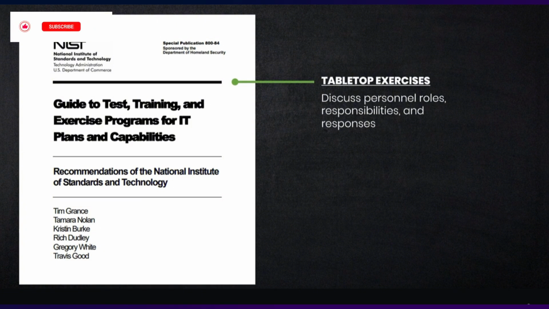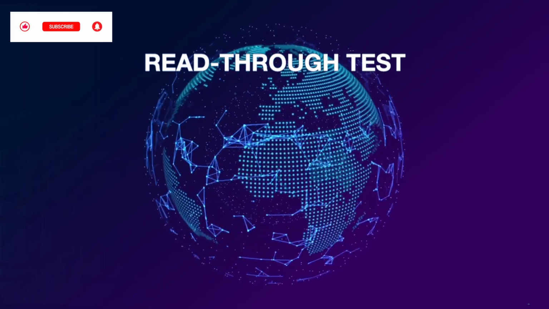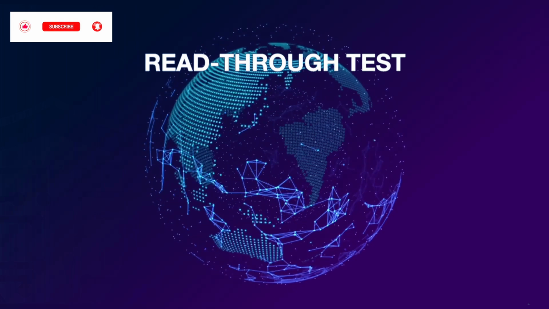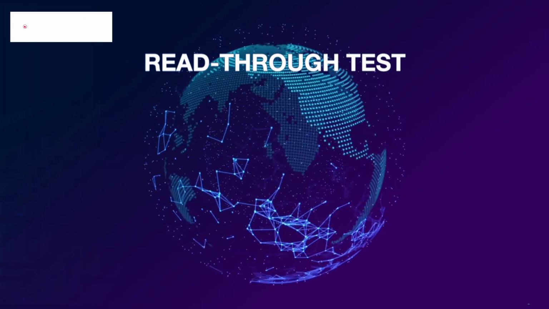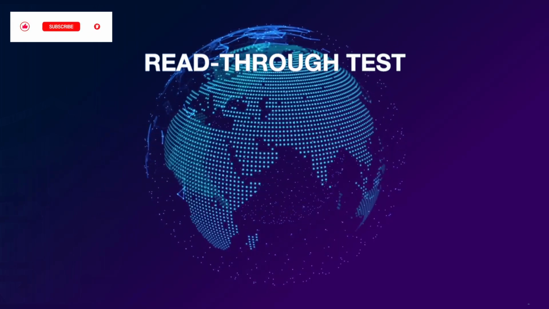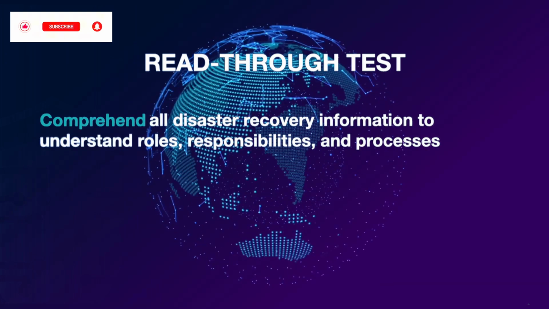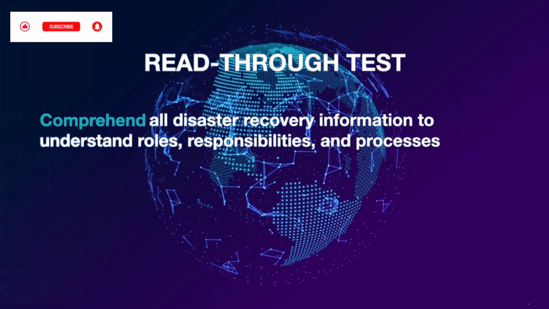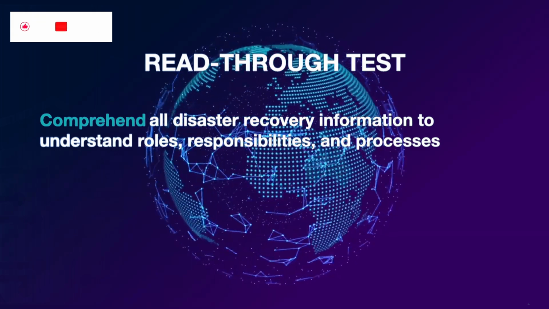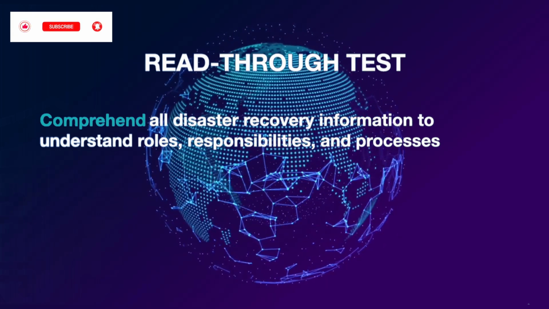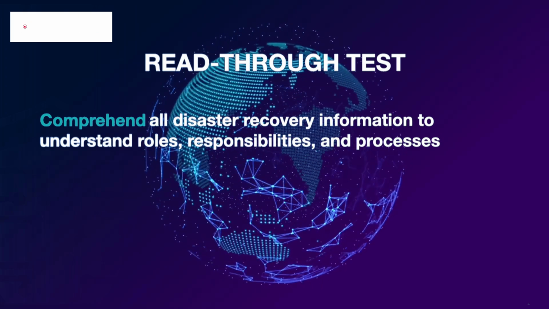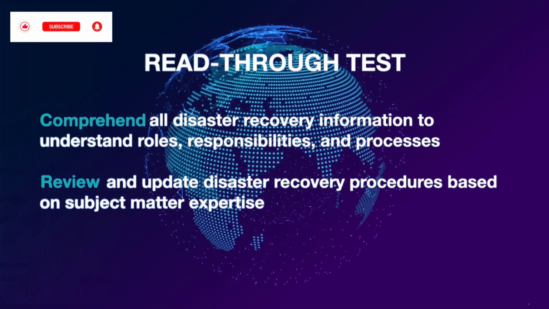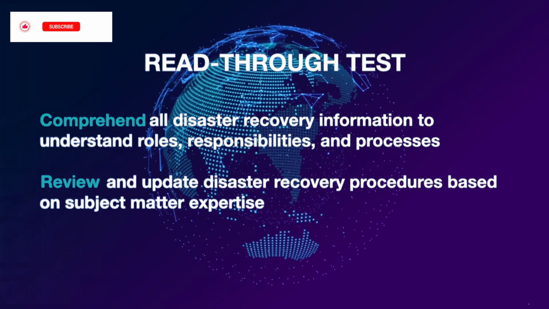The first tabletop exercise you need to know is the read-through test. This is basically the first test that you will do as part of the disaster recovery testing. This is also called a checklist test because what we are going to do is read through the disaster recovery plan and comprehend all of the disaster recovery information so that we understand the roles, responsibilities and the processes. And we are going to review and update the DRP based on our subject matter expertise or our understanding of our role or our responsibility.